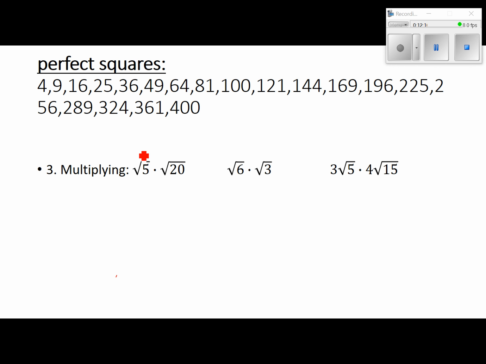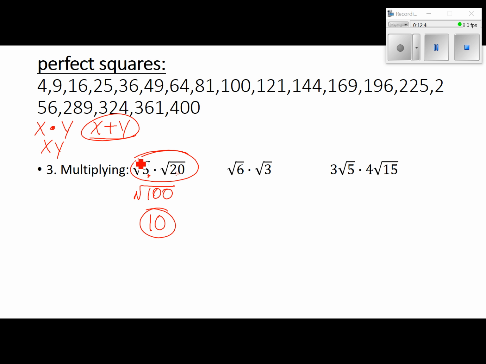If you're multiplying with radicals, all you're going to do, if you have 2 radicals here, is multiply them together. Now you've got to be careful. When you're multiplying an x times a y, that gives you xy. But when you add x plus y, you can't really do anything with that. It just leaves you with x plus y. So with addition and subtraction, it's a little different than with multiplication and division. Here we can multiply these, so we get square root of 5 times 20 is 100. Square root of 100 is just 10. So all of that simplifies down into just regular 10.